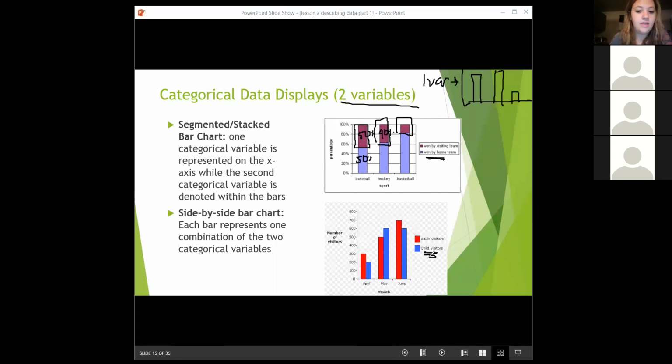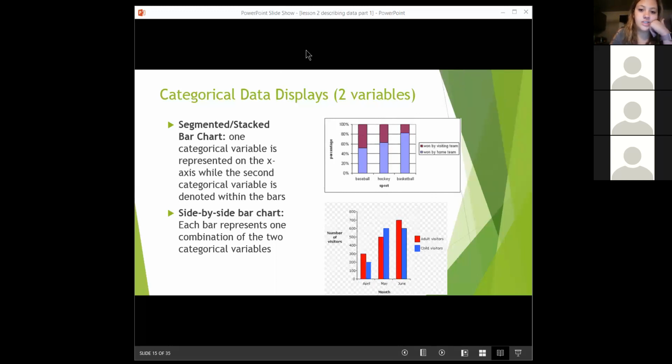And then side-by-side bar chart, same idea. It's a bar chart, but instead of stacking them on top of one another, they're just represented beside each other. So you can compare them in this way. Child visitors is smaller than adult visitors in April, and also in June. But then in May, we have higher child visitors. So yeah, same idea as a bar chart, just with two variables there. So just understand how to read those.